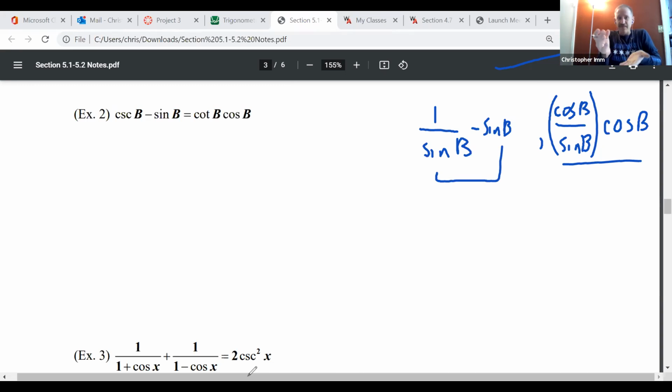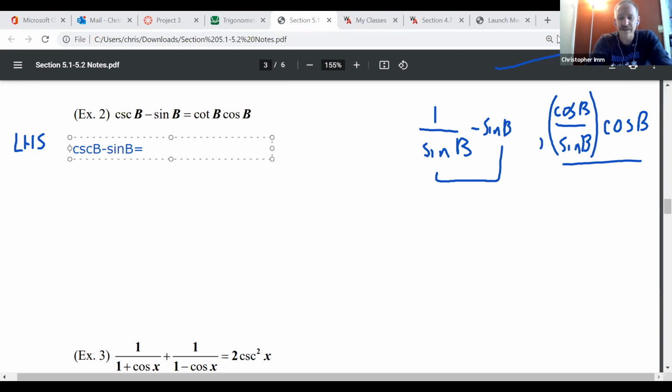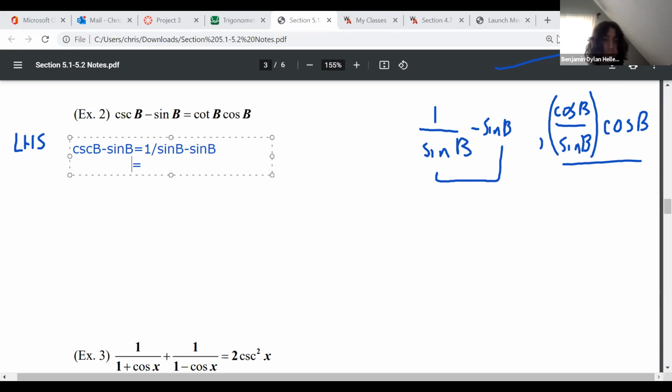So sometimes it's helpful to do some scratch work on the side just to see where we're coming from and going to. So that's what I'm going to try. I'm going to try to start with the left-hand side here. And I'm going to start with cosecant b minus sine b is equal to 1 over sine b minus sine b. So if I want to put those together, what is my least common denominator there? Sine of b. Yep, sine b. So this is like a sine b over 1, right?